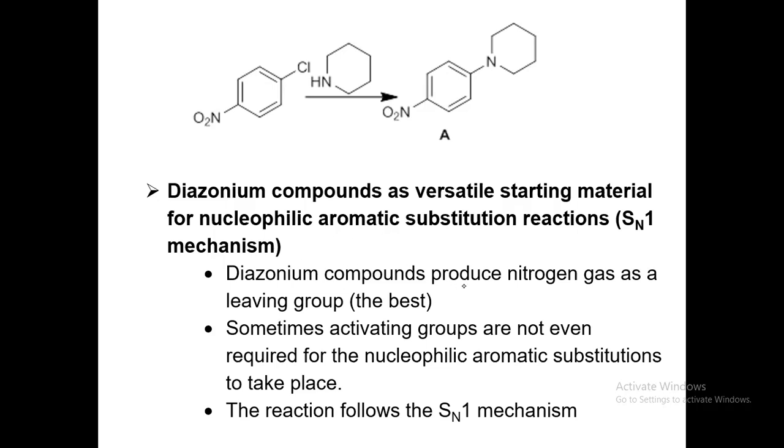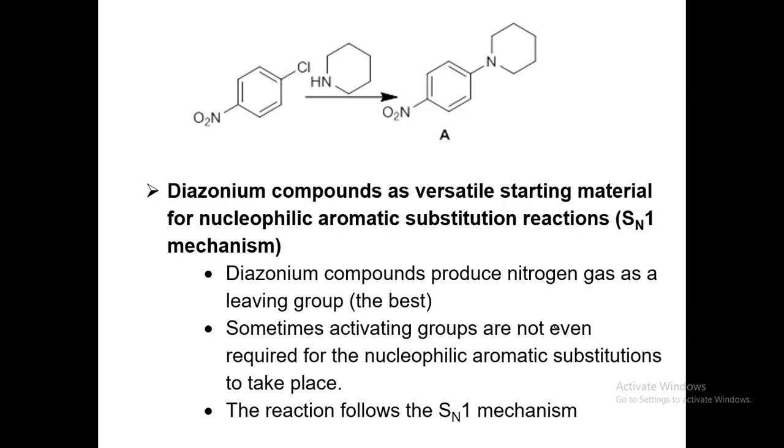Now we are saying diazonium compounds produce nitrogen. That is the secret. They produce nitrogen gas, and the nitrogen gas is a very good leaving group. It's actually the best leaving group we know. So that nitrogen gas can leave and create a positive charge, on what? On the benzene. And that will expose it to easy attack by a nucleophile, a negative species. So they produce nitrogen gas as a leaving group.